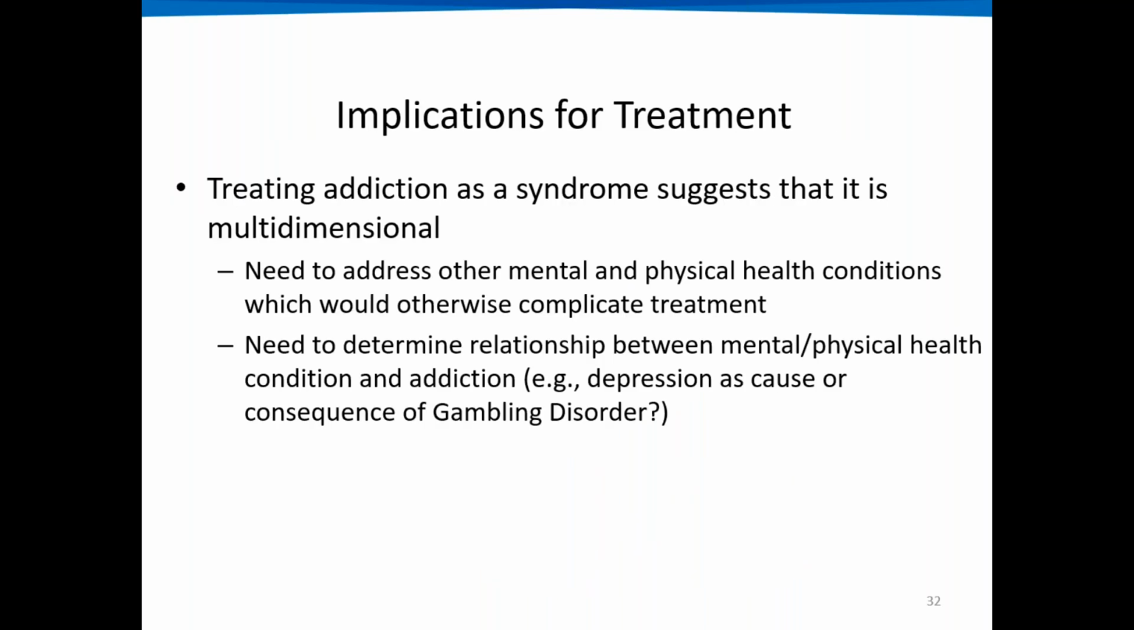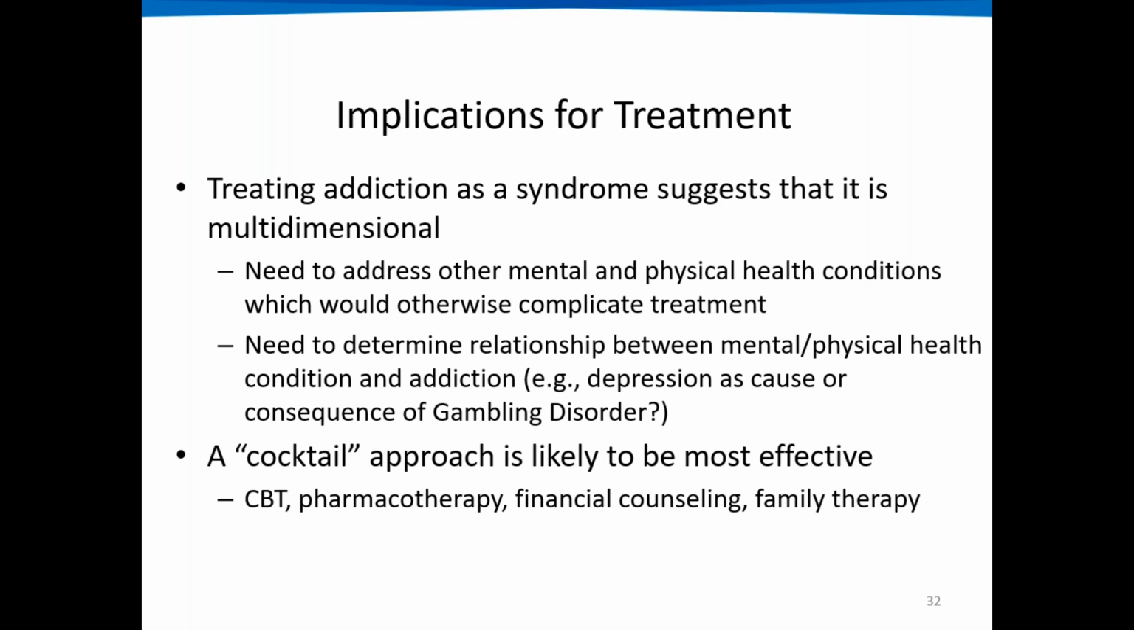And finally, treating addiction as a syndrome suggests that it is multidimensional. We need to address other mental and physical health conditions which would otherwise complicate treatment. And as a provider, you might want to try to determine the relationship between a mental or physical health condition and addiction. For instance, did your client's depression occur as a cause or a consequence of gambling disorder? A cocktail approach is likely to be most effective.